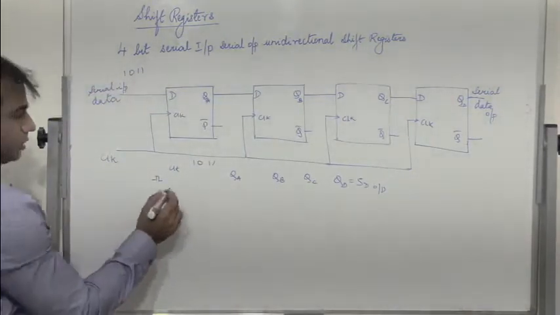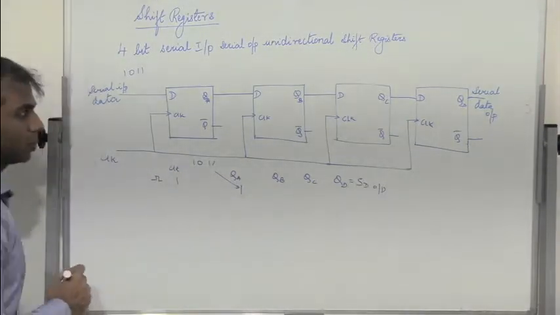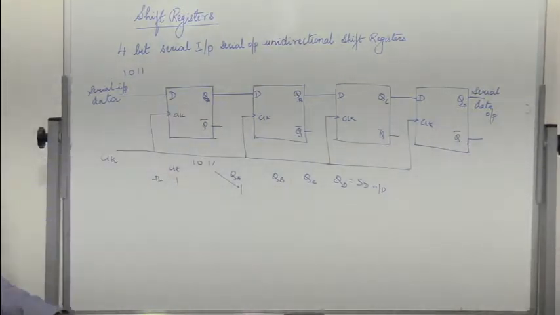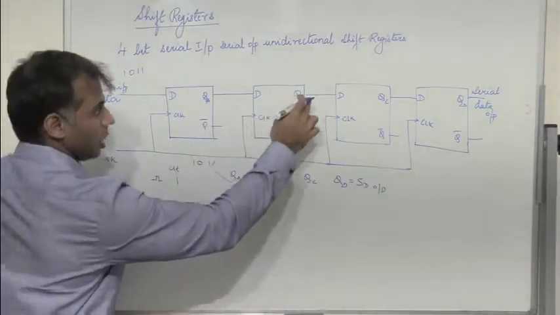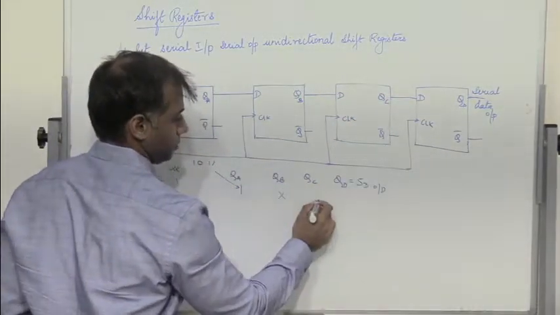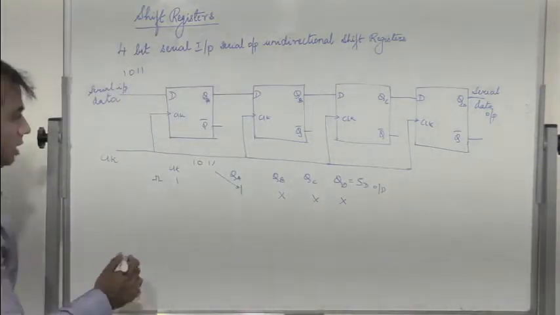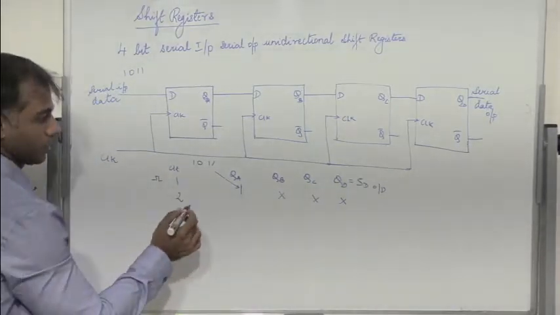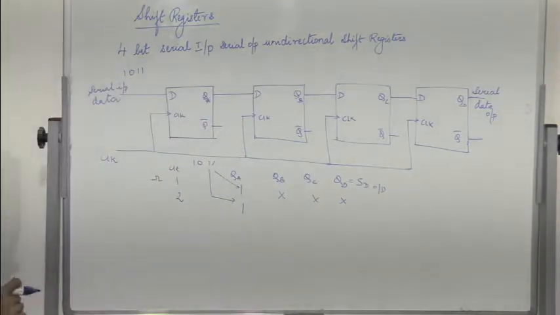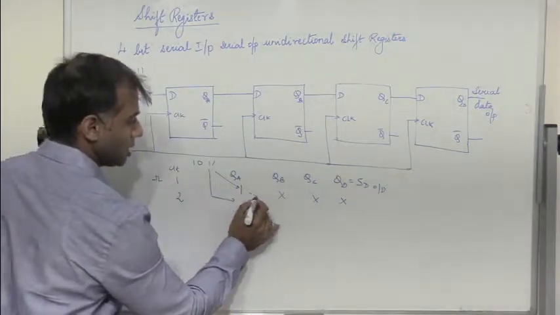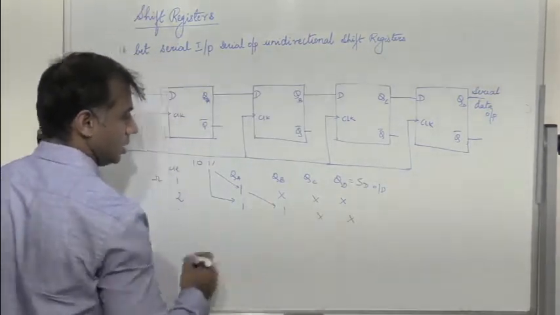Okay? So at the first clock pulse, this 1 appears at the output of the first flip-flop, QA. So that becomes the input of the second flip-flop. Now the outputs QB, QC and QD are undefined. They can either be 0 or 1, but we are not interested. At the second clock pulse, I have the next data 1, which appears at the output of the first flip-flop QA. This 1 gets shifted here. QC and QD are undefined.